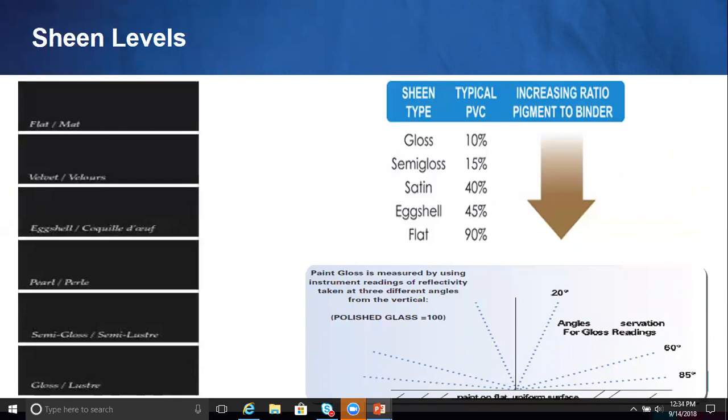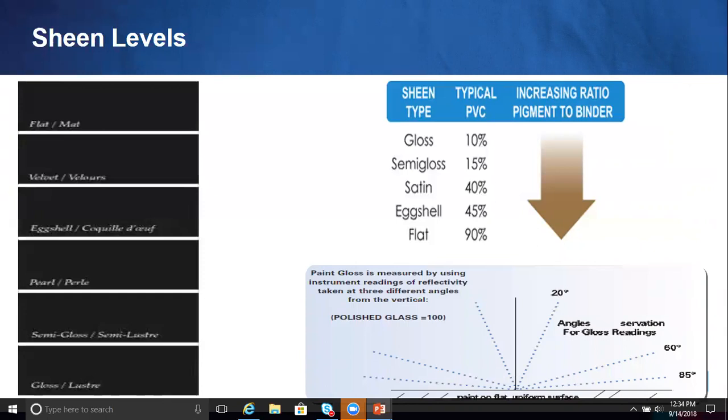As you drop down to a semi-gloss, you have a higher level of pigment in the can. You get to a satin finish, and again, these are theoretical, you have a higher level of pigment. Eggshell has an even higher level of pigment, where flat has the highest level of pigment volume concentration in relation to the binder. And we'll break that down again here in just a minute in another slide.